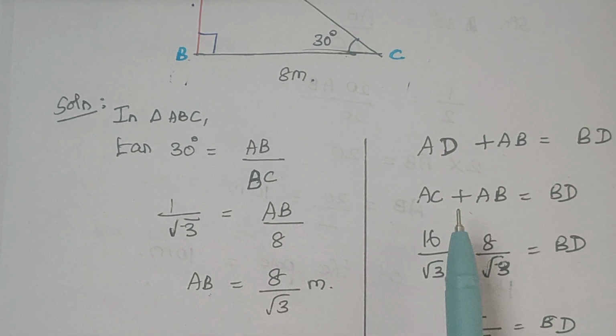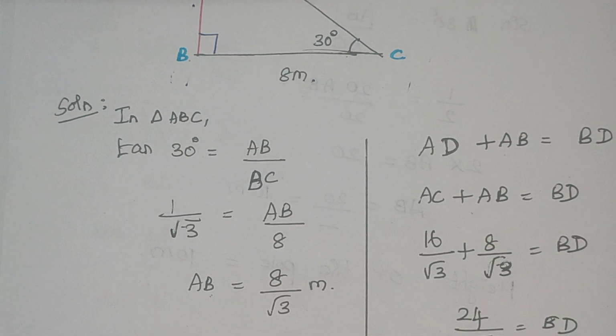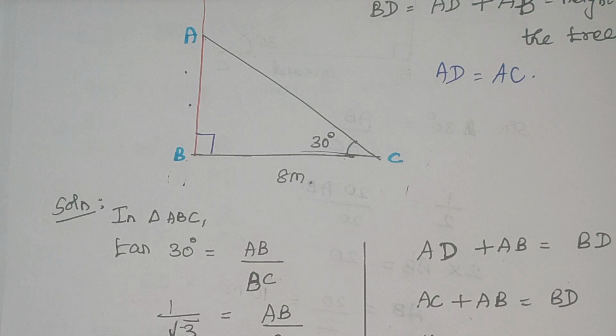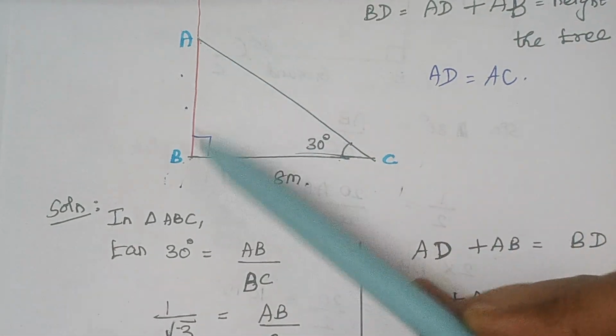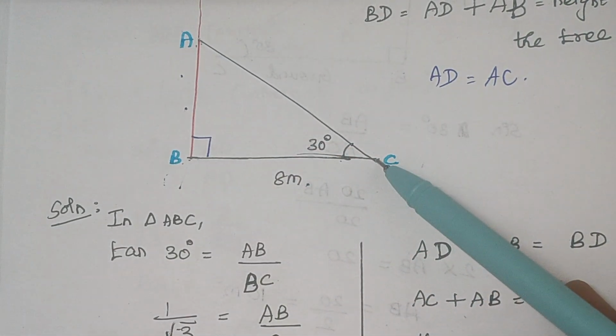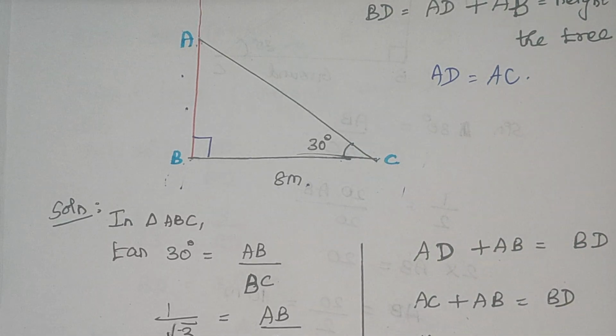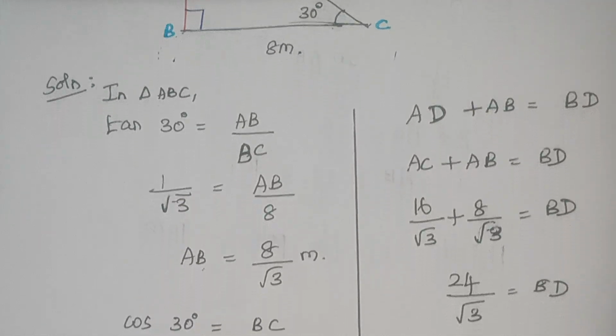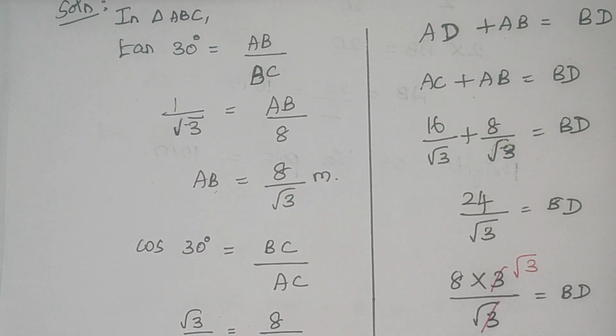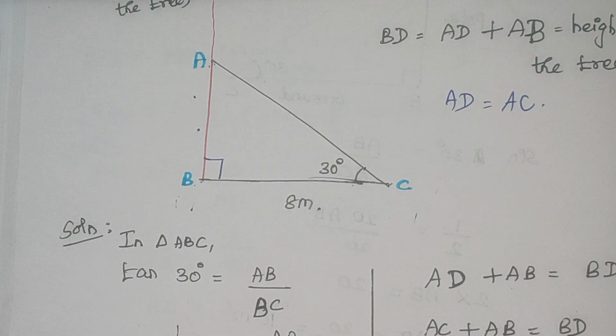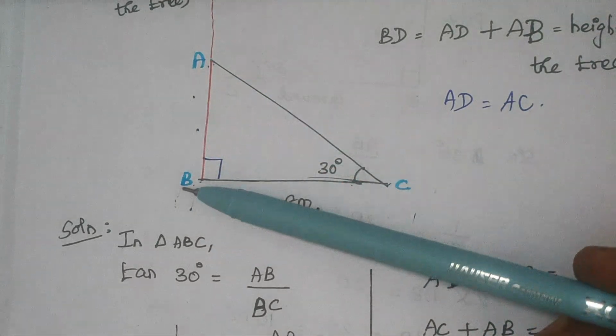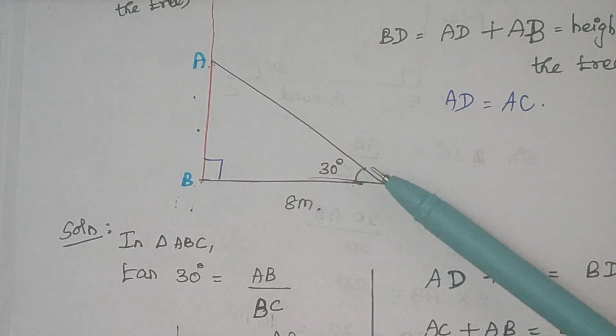Now we need to find the value of AC. We have calculated AB, but we need to find the value of AC also, then only we can find the total height of the tree. So to find the value of AC, again here we are considering cos 30 degrees. Cos 30 is nothing but... even you can take sin 30 also. Anyway, we have calculated the value of AB, it's up to you. So here we are taking cos 30.